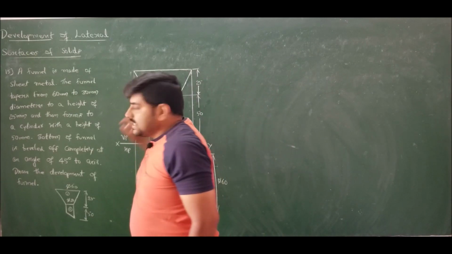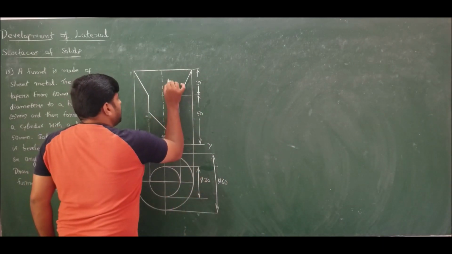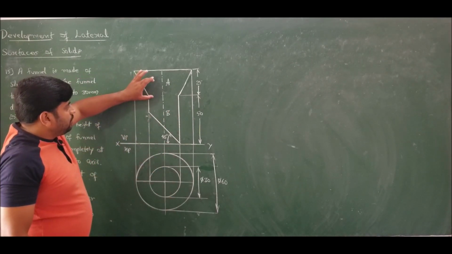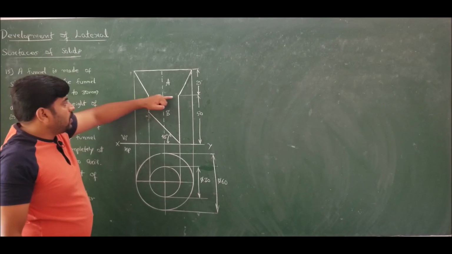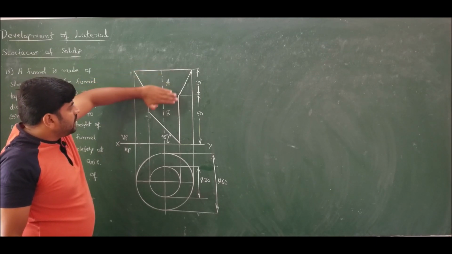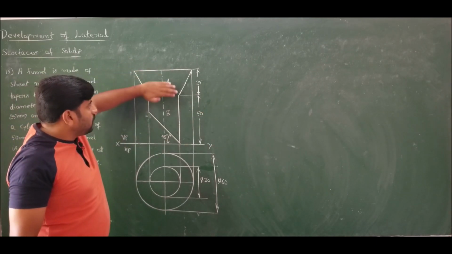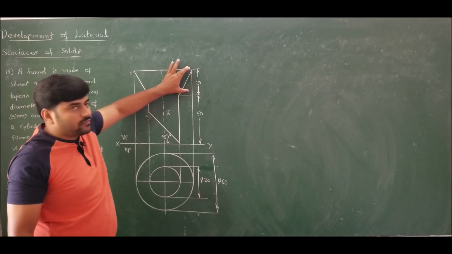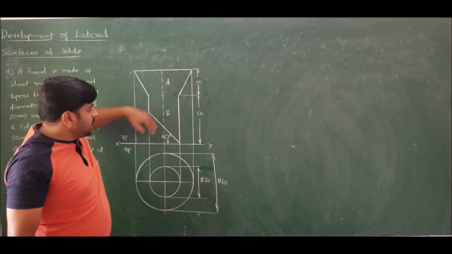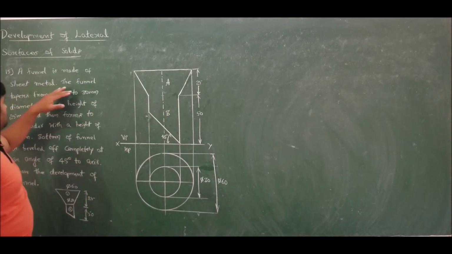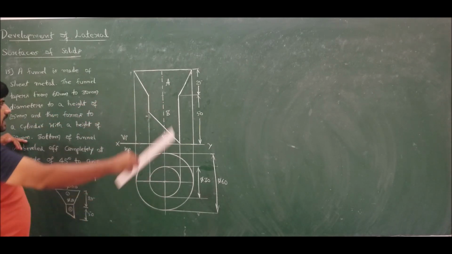Since we have cone and cylinder, let me mark this as part A and this as part B. So I want to separately develop part A and part B, then I can attach at this point using soldering on a sheet metal. Now what is B and what is A? A is frustum of a cone of diameter 60 and 30 for a height of 25, whereas B is a truncated cylinder of diameter 30 and height 50. Correct? 60 to 30, height is 25 is a cone and cylinder height is 50.